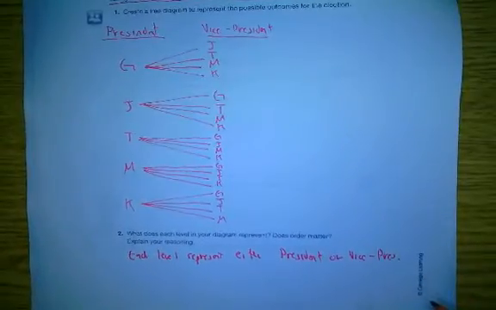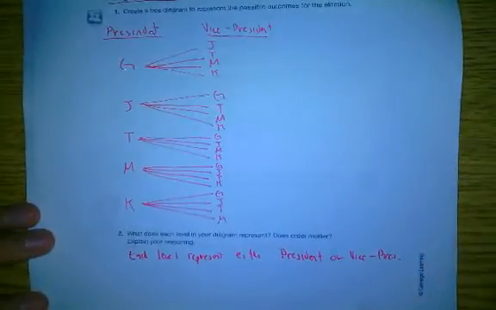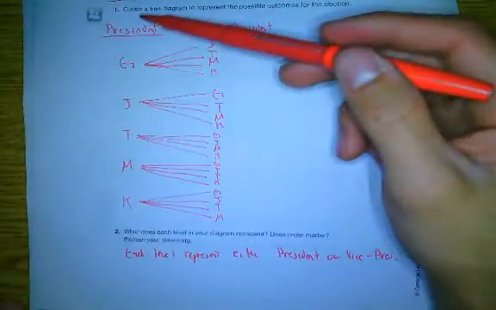Does the order matter? Well, let's think about it. The order in which we elect president versus vice president, it kind of does. Yes, it does.